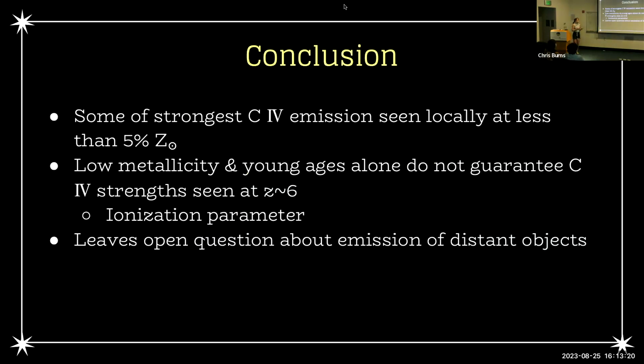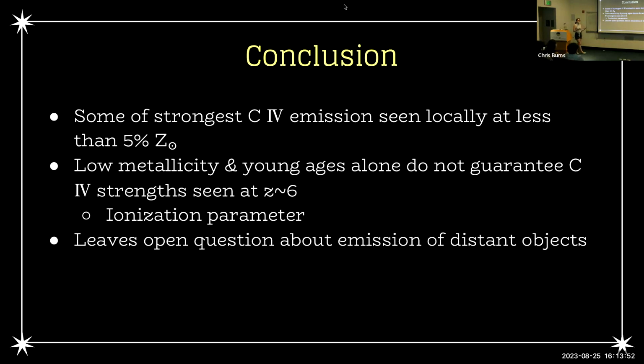All right, to conclude, focusing back on that carbon-4 emission, some of the strongest carbon-4 emission has been seen locally at less than 5% solar metallicity. And so to us, that does indicate that metallicity is a very important factor in conjunction with age for determining how strong carbon-4 is able to be in local galaxies, but it is still not reaching that 20 to 40 angstrom benchmark that we see at high redshift. So that's an area of ongoing investigation.